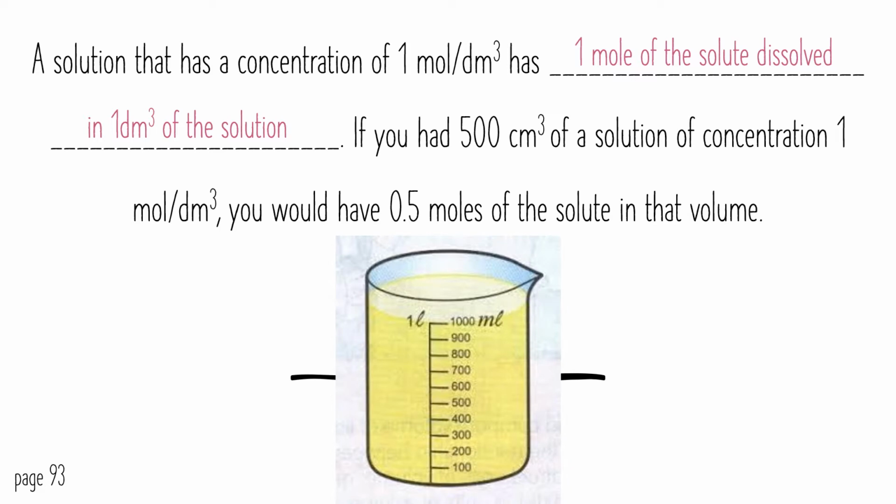Let's look at this a different way. Here is the beaker, and it is a 1 litre beaker. So I could say there is 1 decimeter cubed of solution in that beaker.